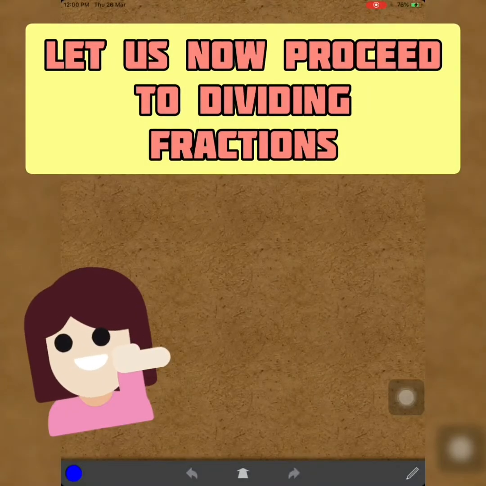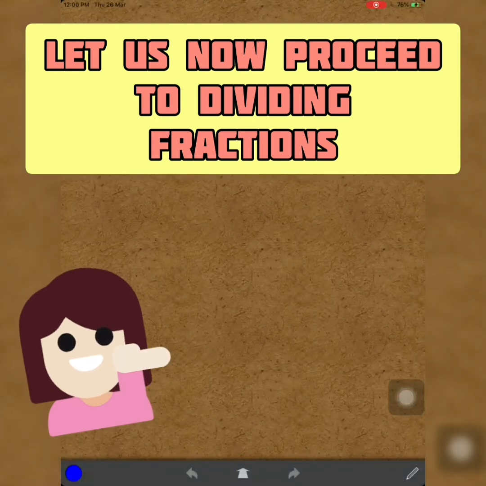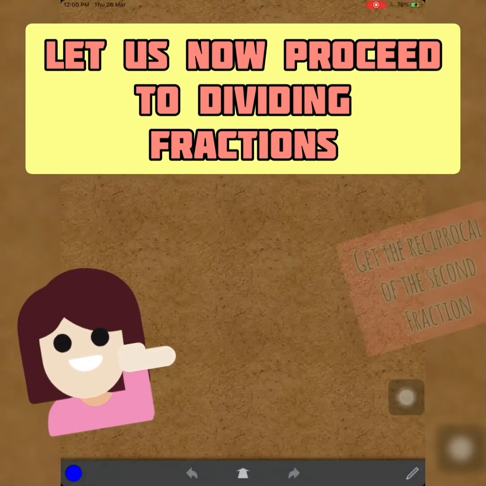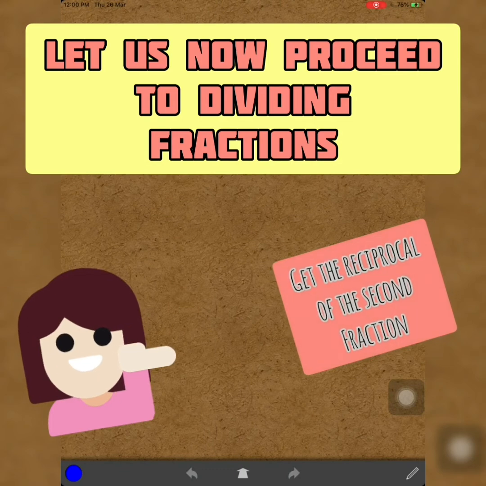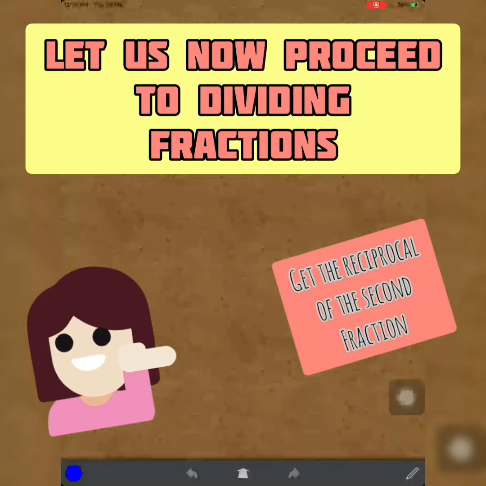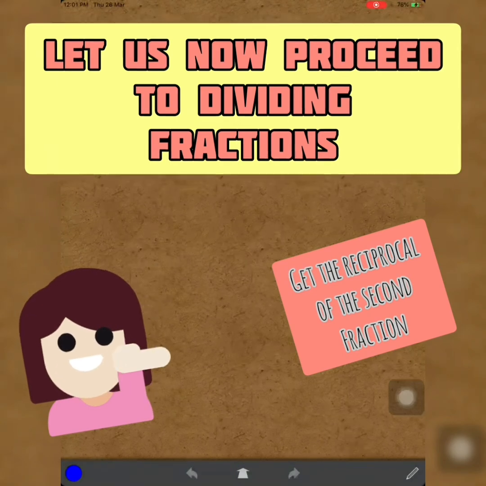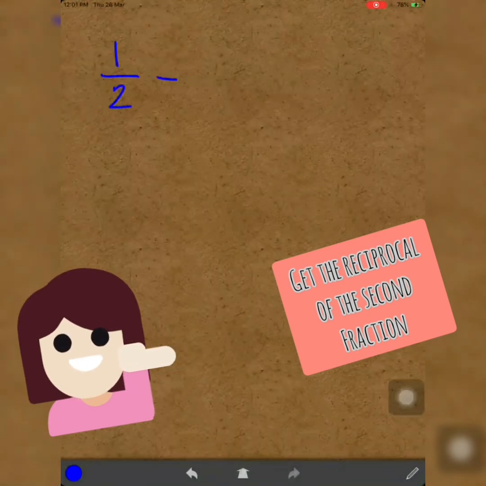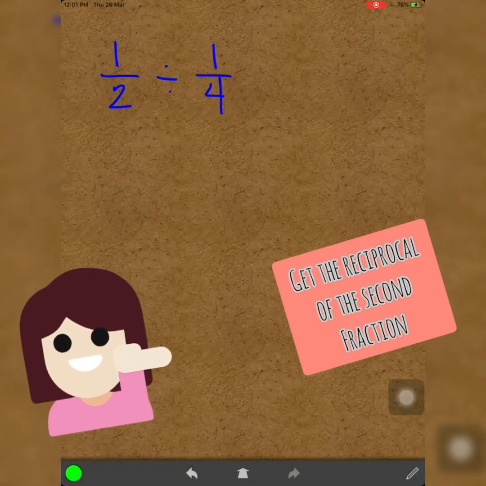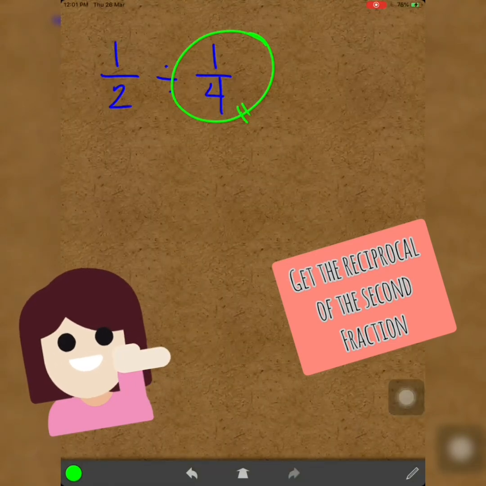Okay. Let us now proceed to dividing fractions. In dividing fractions, we have to get the reciprocal of the second fraction, or the divisor first. For example, 1/2 divided by 1/4. We have to reciprocate 1/4 first, then multiply it with 1/2.